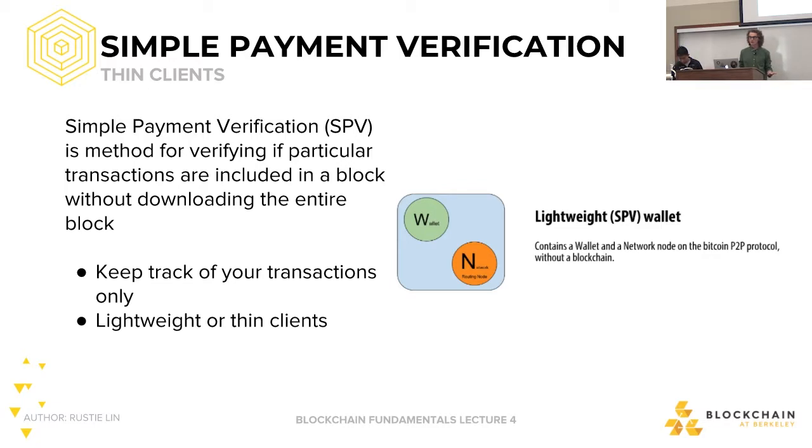What they do is they use a system called Simple Payment Verification. Clients that connect to the Bitcoin peer-to-peer network get relevant information for whatever transactions they're making, and they can verify it using proof of inclusion with the Merkle root and the Merkle branches for a specific block header.